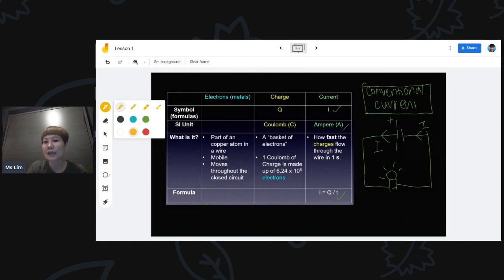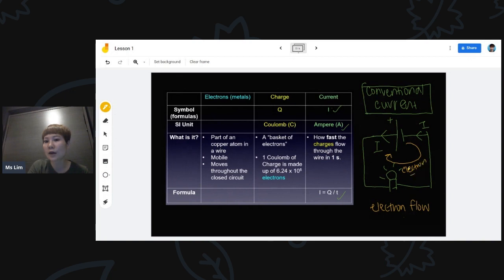Now, it was only much later they discovered electron flow. Electron flow was discovered when they realized that it was really the electrons that were moving throughout the wires due to being on the outer shell of the atom. Electron flow is actually in the opposite direction to the conventional current. So if they were to ask you to label the direction, the electron flow comes out from the negative terminal of the cell.